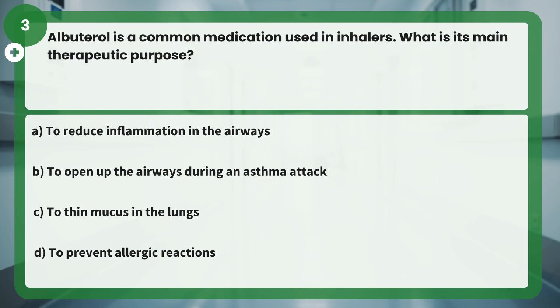Question 3. Albuterol is a common medication used in inhalers. What is its main therapeutic purpose? A. To reduce inflammation in the airways. B. To open up the airways during an asthma attack. C. To thin mucus in the lungs. D. To prevent allergic reactions.